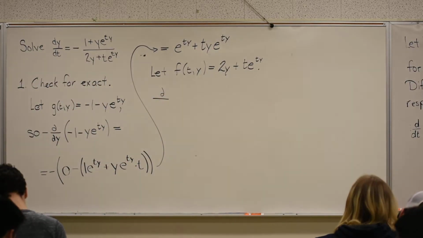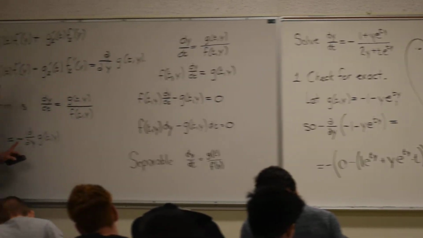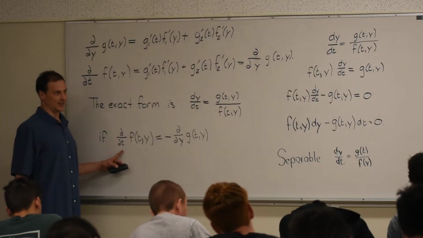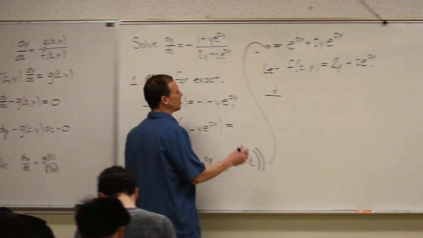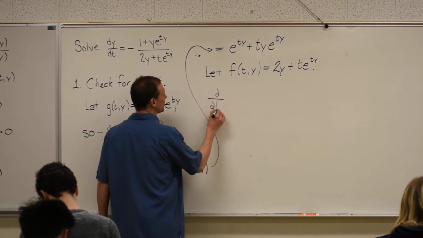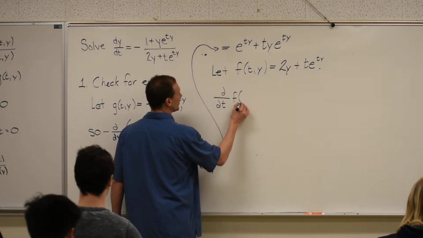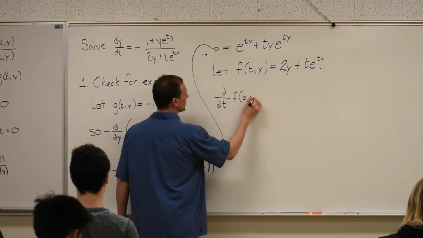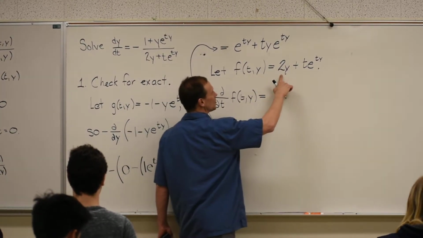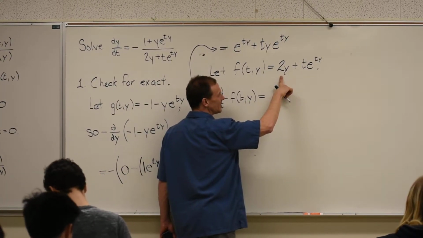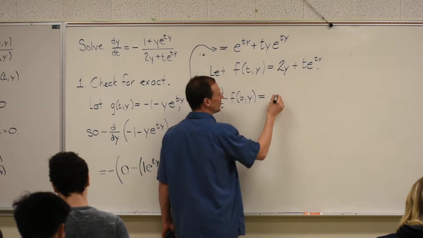Taking the partial of f, we're taking the partial with respect to t this time. Respect to t. All right. So let's see that. There's a partial with respect to t of f of t comma y. Oh, that's nice. The derivative of 2y with respect to t, that's just a constant, so that's a 0.